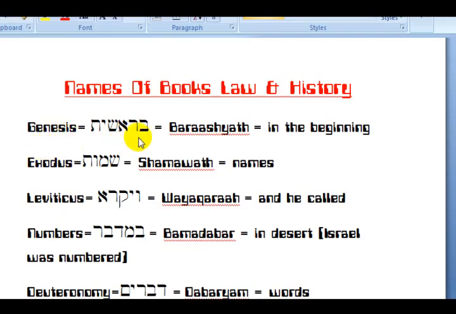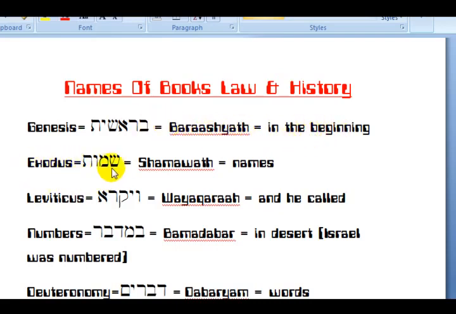The word Genesis is Ba-ra-ash Yath. Ba at the beginning of the word is in. Then you have Ra'ash Yath, which is where you get the word beginning. Literally, the word Ra'ash means head, so in the heading, and the Yath makes it plural. So in the headings, or in the beginning. That's what the word means.